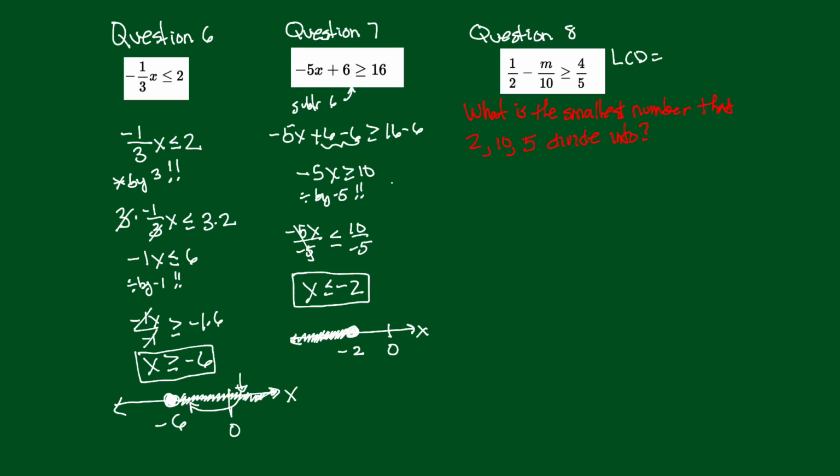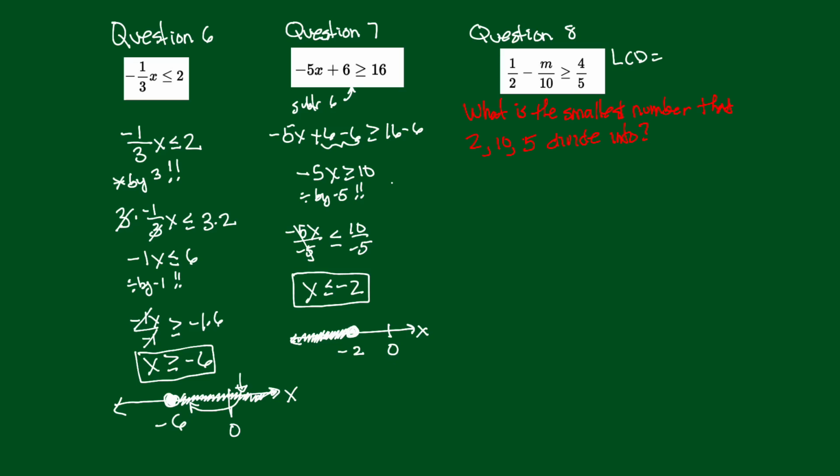So I'll write it here. Here's what I always ask. What is the smallest number that 2, 10, and 5 divide into? Now that number, you can always get it like this. Just start with the biggest one, 10. Does 2 go into 10? Yes. Does 5 go into 10? Yes. So in this case, we didn't have to do too much work.